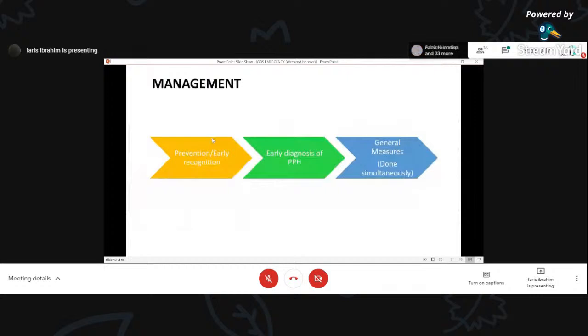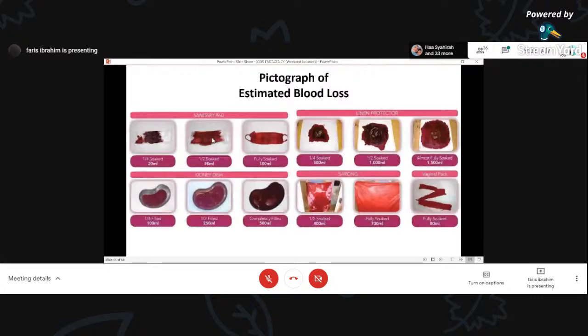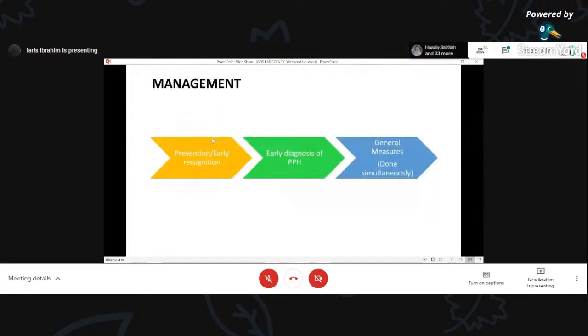So lastly, in terms of diagnosis, you look at the estimation, 500 mls, 1000 mls, and clinical signs and symptoms. So that's the way you diagnose. Okay, investigation at that moment, because of obstetric emergency. Because it's an emergency, you need to intervene first. You need to manage first.